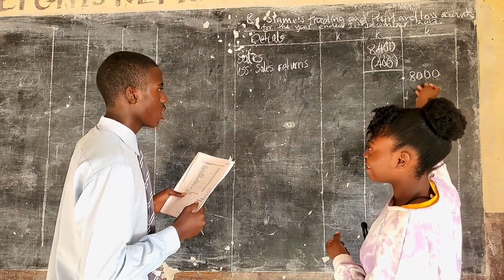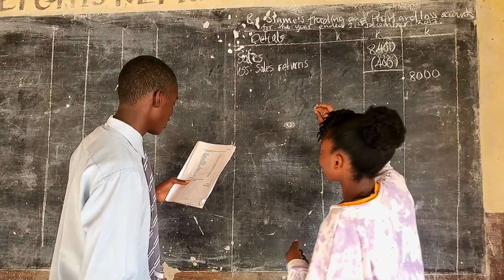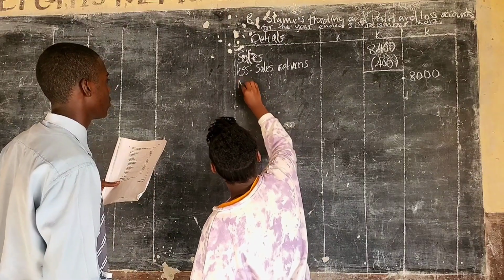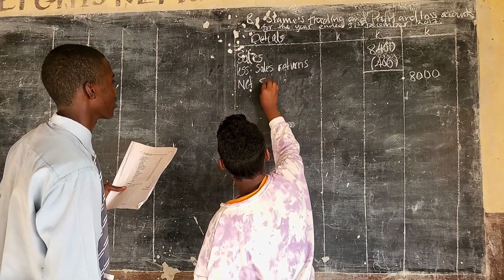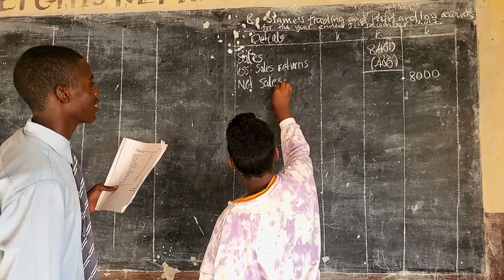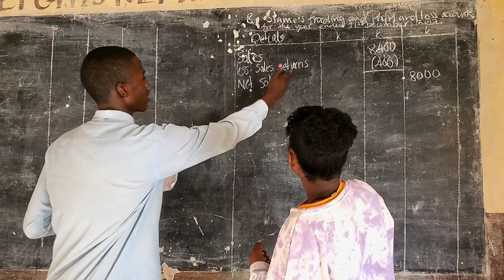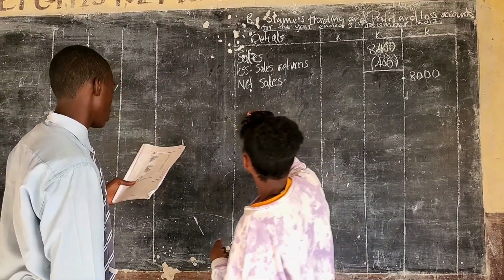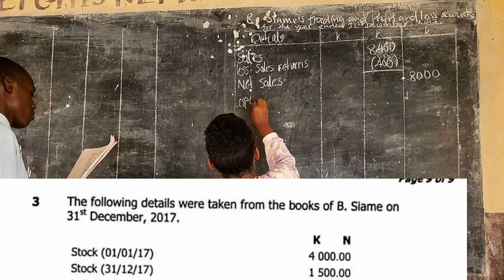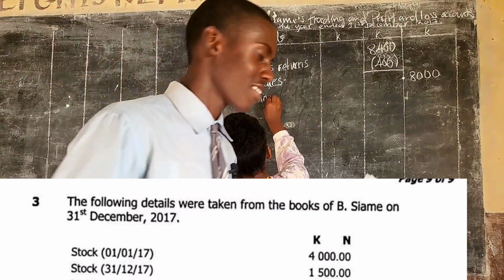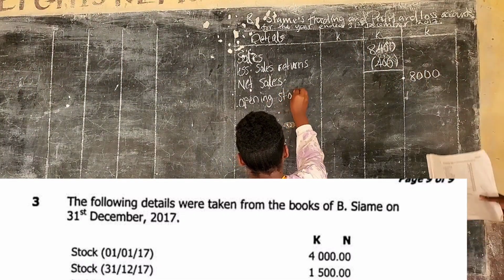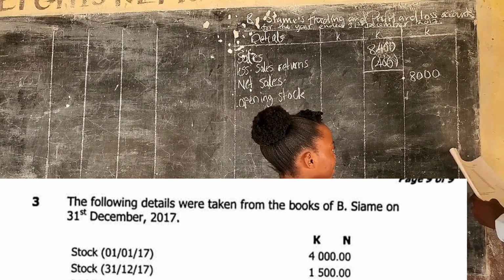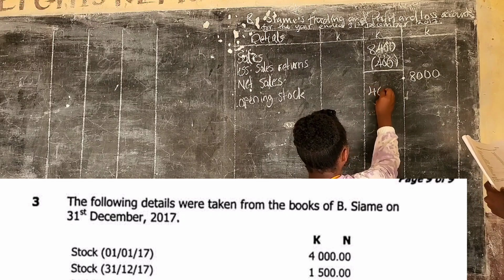Moses, what is this called? Turnover, or net sales. After the net sales, we go for opening stock. How much opening stock? 4,000. Record it here, 4,000.